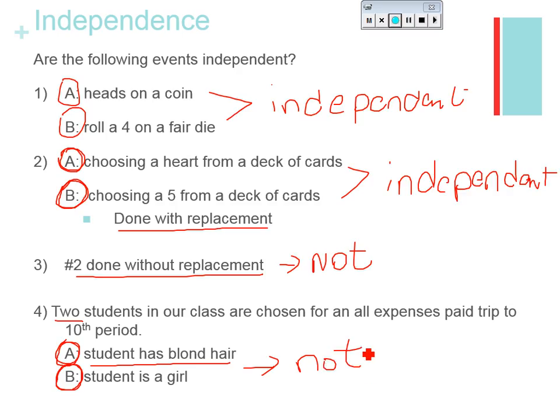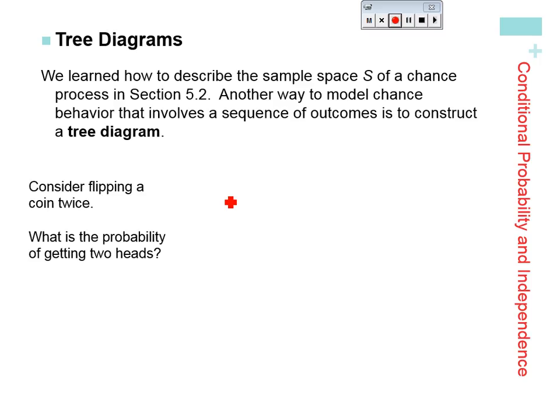So for 3 and 4, the reason that both of those events are not independent is because we're not replacing either the first card or, in the case of number 4, the first student before we draw the second. Some different things we're going to look at in regards to probability have to do with tree diagrams. Just a simple example here: consider flipping a coin twice. The question says, what is the probability of getting 2 heads?